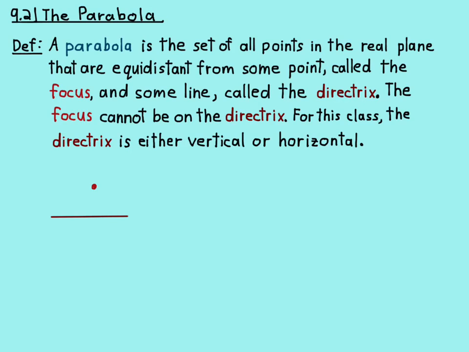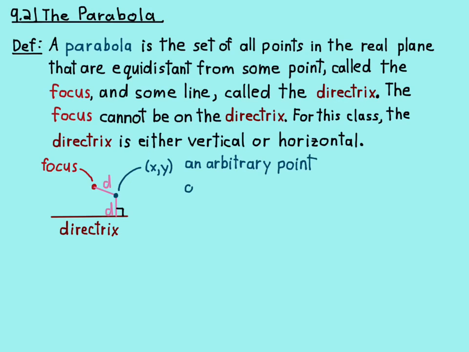So this is an example with a horizontal directrix and a focus. And this is a point, xy, a point on the parabola defined by this directrix and focus. And you can see the distance from the point to the directrix, which is the length of a perpendicular segment dropped from the point to the directrix, and the distance from the point to the focus are the same. I labeled them both D here. And this is true for any point that you pick on the parabola.